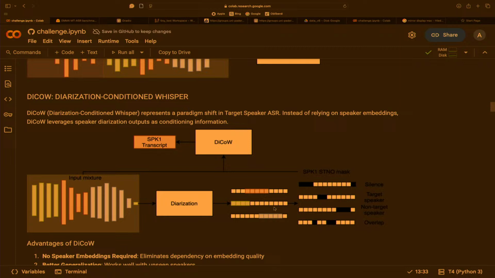Yes, it sounds just fine. You can do it. And the code as it is now will do exactly this. And you have to modify it to do the STNO conditioning.